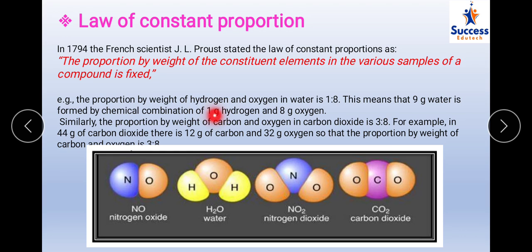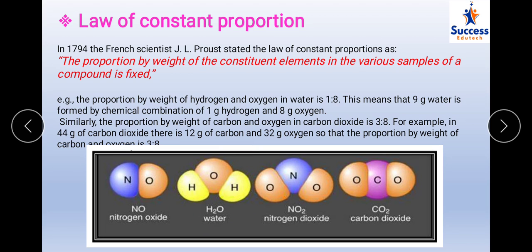Similarly, the proportion by weight of carbon and oxygen in carbon dioxide is 3:8. What does 3:8 mean? For example, in 44 gram of carbon dioxide, there is 12 gram of carbon and 32 gram of oxygen. So 12 plus 32 comes out to be 44. So 12 grams out of 44 is for carbon, whereas 32 gram out of 44 is for oxygen. Together the proportion by weight of the carbon and oxygen is 3:8.